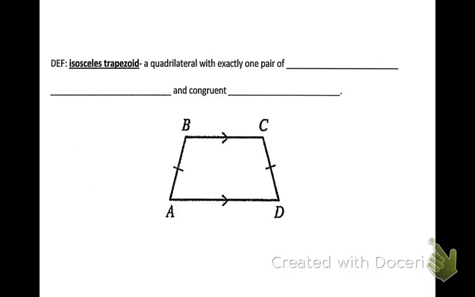And then isosceles trapezoid. An isosceles trapezoid is a quadrilateral with exactly one pair of parallel sides and congruent legs. Parallel sides, congruent legs. The legs are the non-parallel sides.